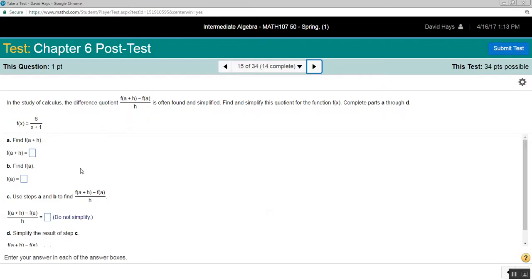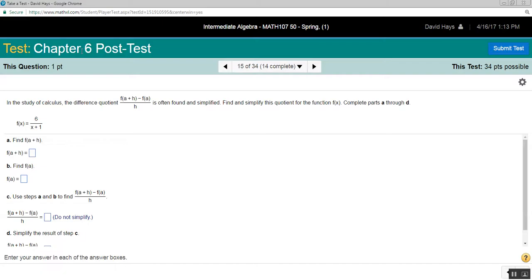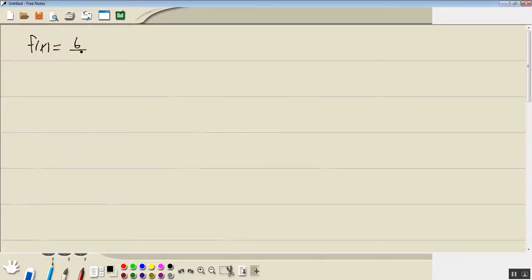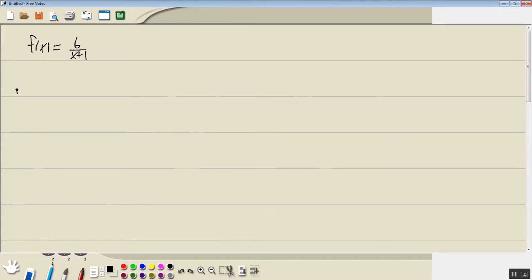Now in this problem, it tells us f of x is equal to 6 over x plus 1. It gives us a little bit of background. It says in the study of calculus, the difference quotient is often found and simplified. Find and simplify this quotient for the function f of x and complete all the different parts. First thing it tells us to find is f of a plus h.